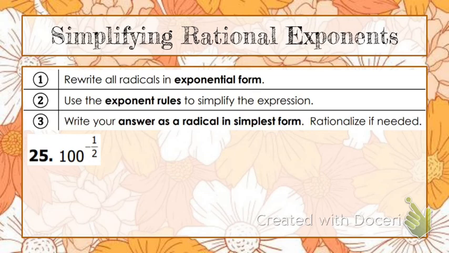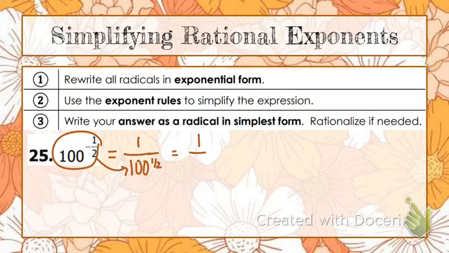All right, so when we have a negative exponent, that means that we are just going to take the value that we have and put it under 1. So we're going to put it as the denominator of a fraction, and that turns our exponent positive. So 100 to the negative 1/2 is equal to 1 over 100 to the positive 1/2. So now we can have 1 over the square root of 100, and we know that the square root of 100 equals 10. So the answer to this problem is just 1/10.